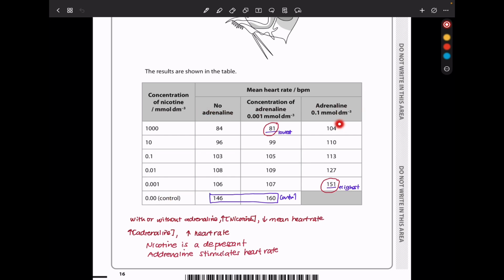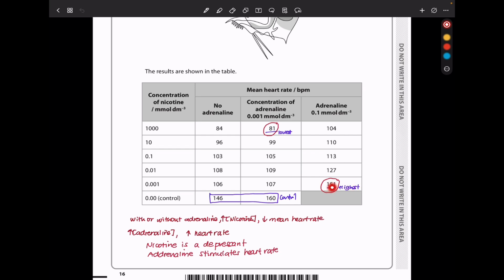So here we're going to have the highest nicotine and the highest adrenaline. We can see the heart rate is high, but it's actually not the highest. The highest heart rate in the non-control sample is here. Of course, we have the highest in the control, but I'm not considering the control. In the non-control sample, this is going to be the highest.